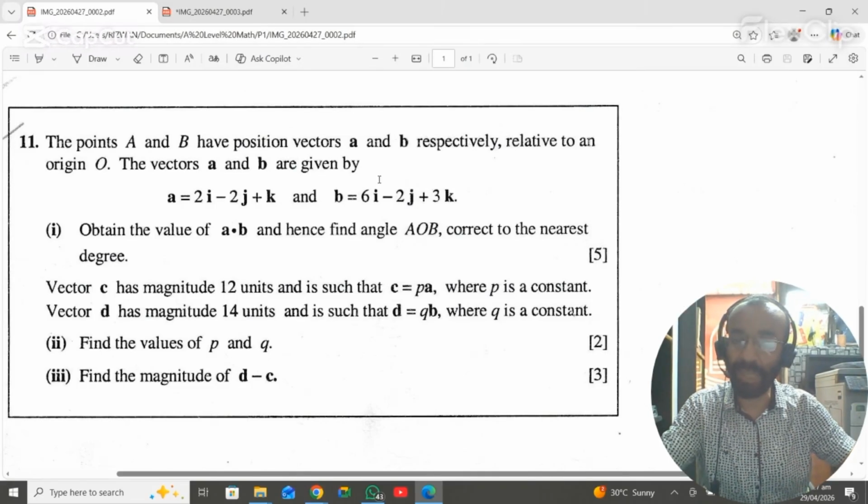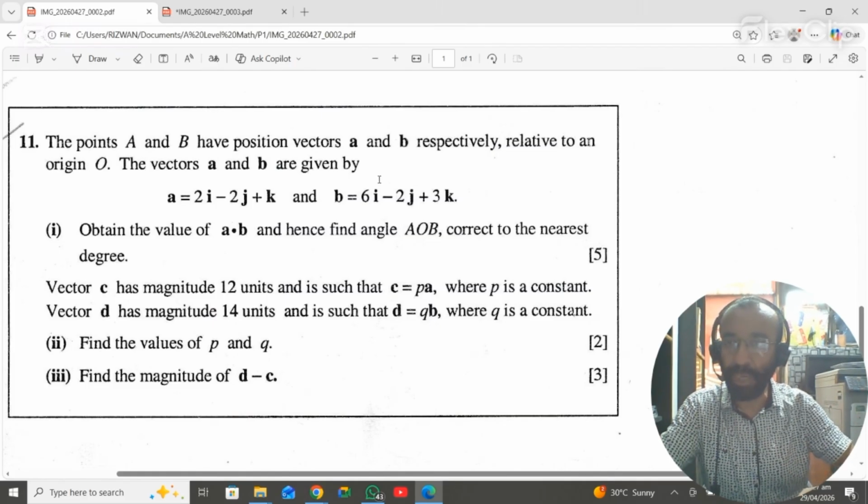Morning students, today we are going to solve another question from the Pure Mathematics 1 A levels, and the topic is vectors. The statement of the question is: the points A and B have the position vectors a and b respectively relative to an origin. The vectors a and b are given by a = 2i - 2j + k and b = 6i - 2j + 3k. The first part is to obtain the value of a dot b and hence find the angle AOB back to the nearest degree.